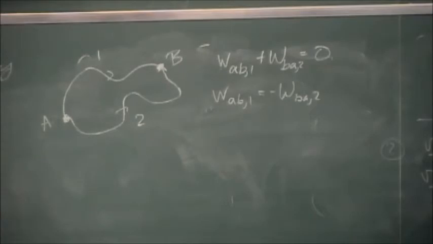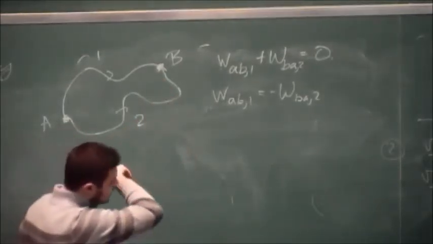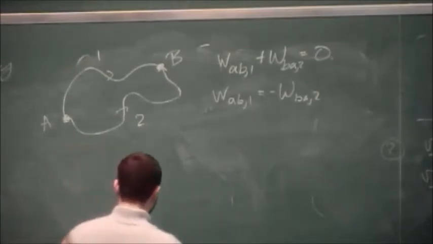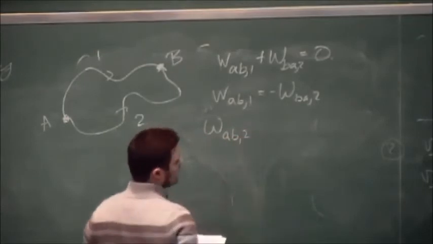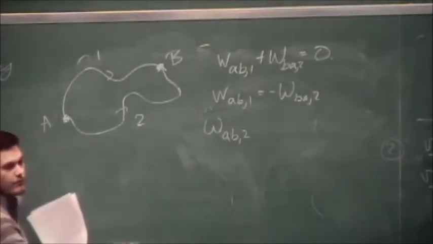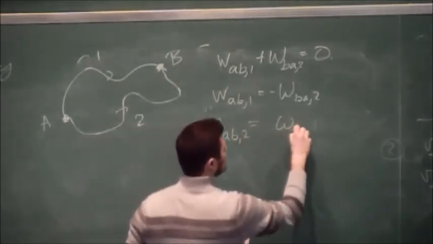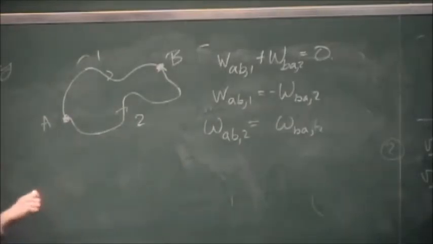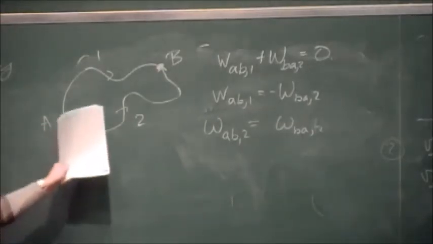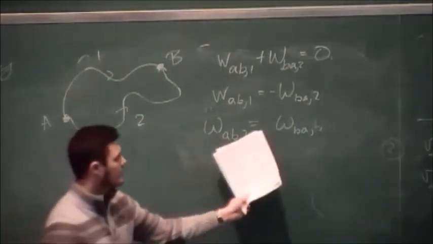Now, if we were to just focus on the path A to B through 2, what you can say about that is that WAB2, if it's a conservative force, has to be equal to what in relation to WBA? Now notice I flipped the indices. I'm going one way, it's doing work on the particle through this path. I've completely reversed that path. So what am I missing here?